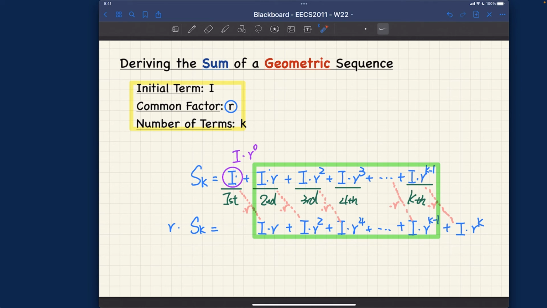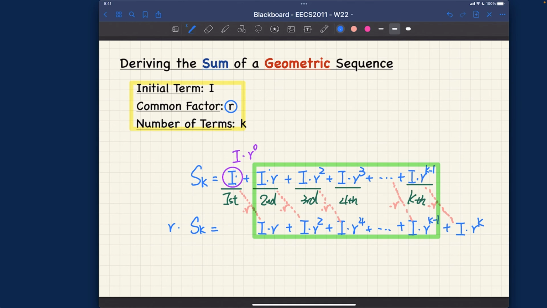Either you can try to do Sk minus r times Sk, or you can do this minus this. You have choices. But in our case, our r is actually going to be larger than 1. So I would suggest we actually do this one minus this. But either way is okay. Let's now try to do that.